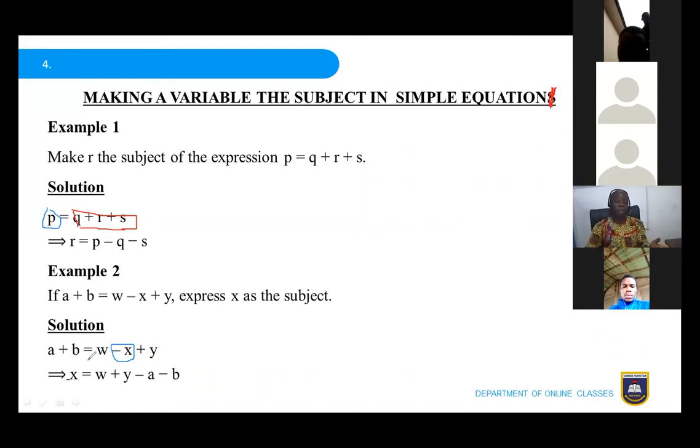It is only your A and the B that is going to move. So we have W plus Y. Now, when this A crosses the equal sign to this side, it becomes minus. Your B crosses to this side, it also becomes minus. This is correct. Ruth, your answer is also correct.